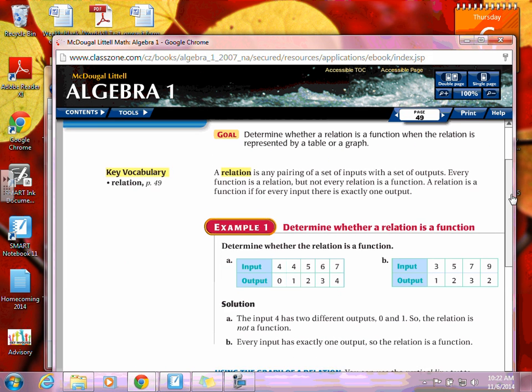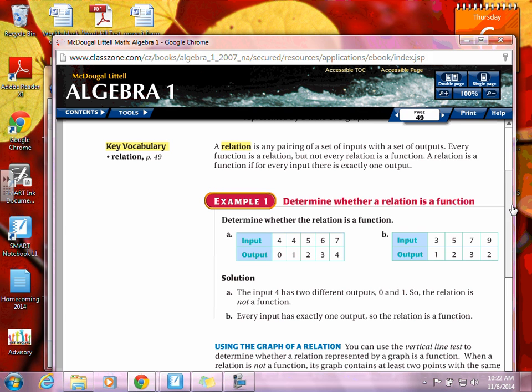You'll notice at the top of the page, it talks about a relation. A relation is the pairing of a set of inputs with a set of outputs. Every function is a relation, but not every relation is a function. And a relation is a function if for every input there's exactly one output. Blah, blah, blah, right? Bunch of words that I have no clue what they mean. All right. Let me help you out with this.